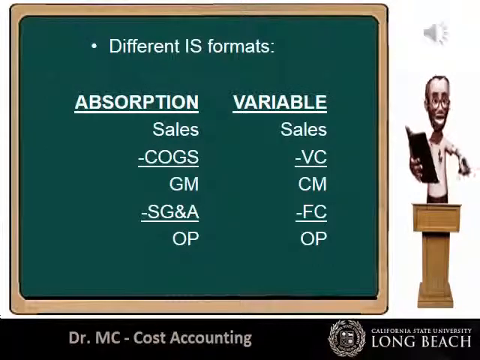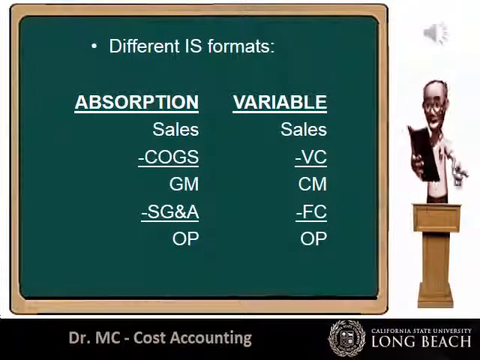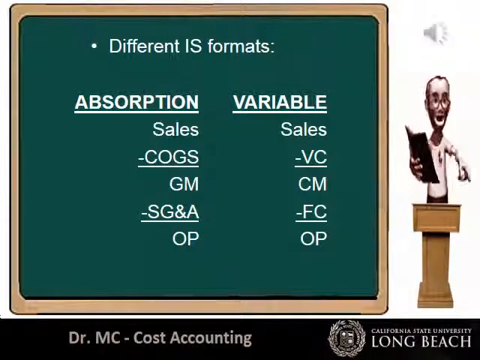The income statements produced by these two systems have different formats. Absorption costing uses the multi-step income statement that you have used before. It starts with sales revenue, from which you deduct your firm's cost of goods sold. This produces your firm's gross margin, which is also called the gross profit. You then deduct your firm's selling, general and administrative expenses. This leaves you with your firm's operating profits.